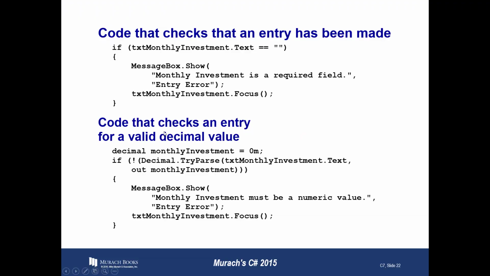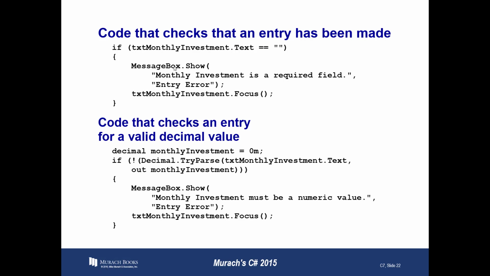And here we have code that checks that an entry has been made. This is kind of what I've been doing previously. All right, I did this, and then we jumped over and we did our try parse type of statement. So notice we've got code that checks that an entry has been made. We're checking here for one thing, and that is, was there anything in there at all? If it was empty, we're giving a message box telling them that that was that kind of an error. And we're setting the focus. All that's checking is, is there something there?